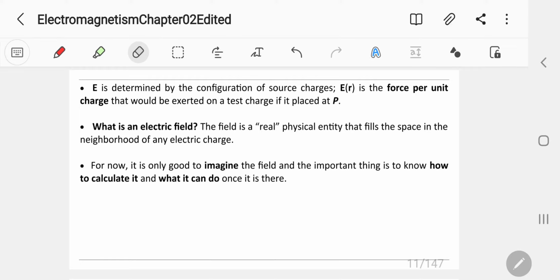What is an electric field really? An electric field is not visible, but it's there. You feel it when you're charged. The field is a real physical entity that fills the space in the neighborhood of any electric charge. So we can just imagine the electric field, we cannot see it.